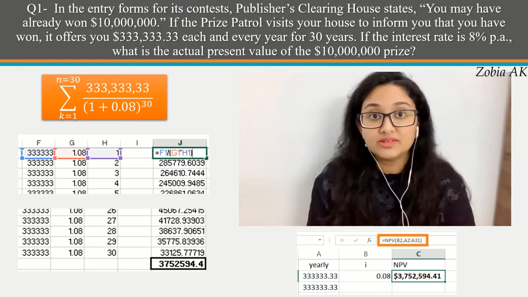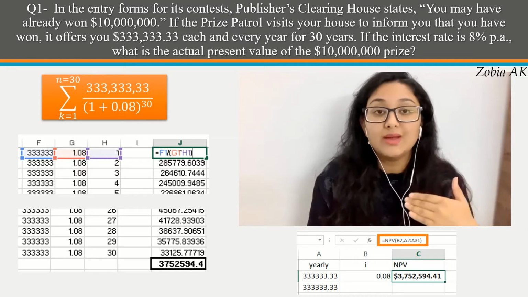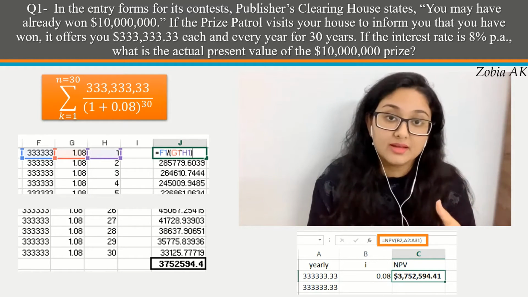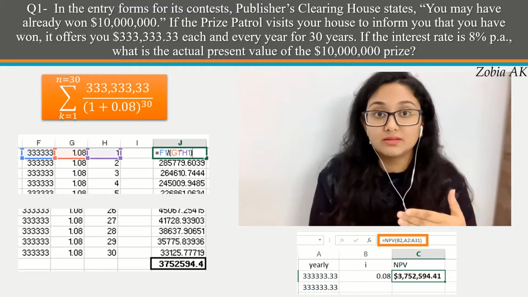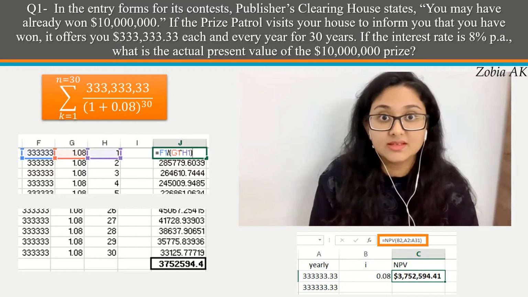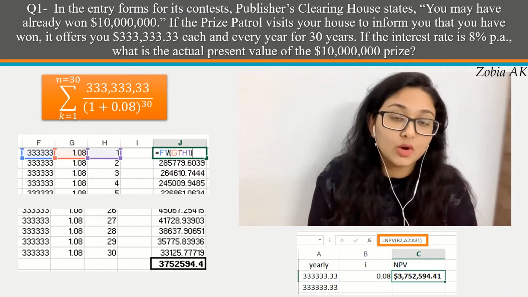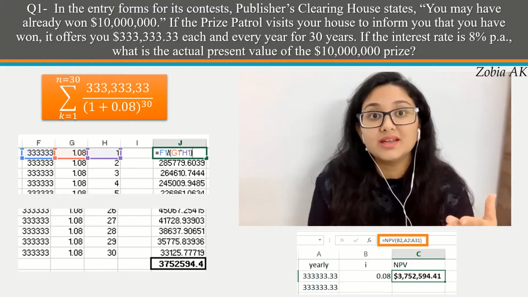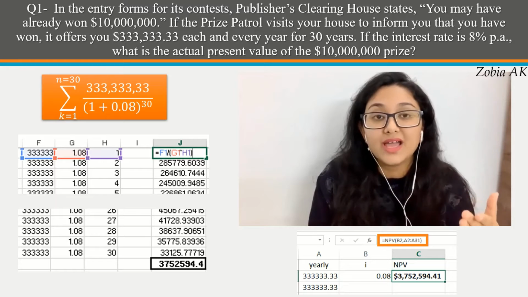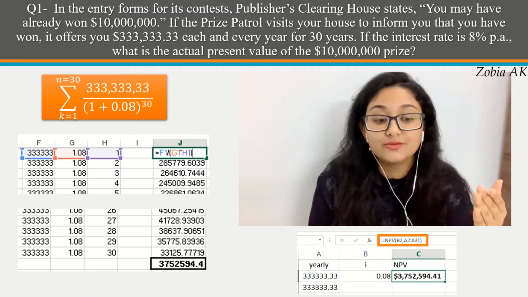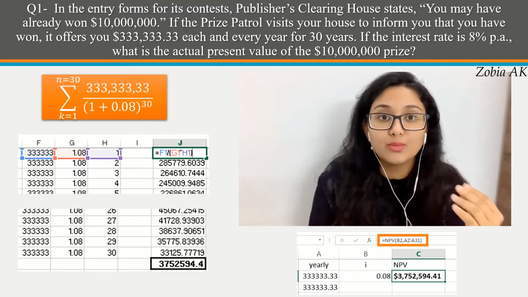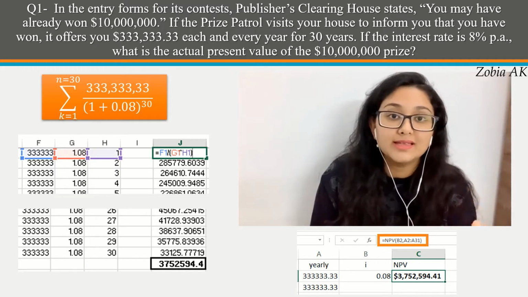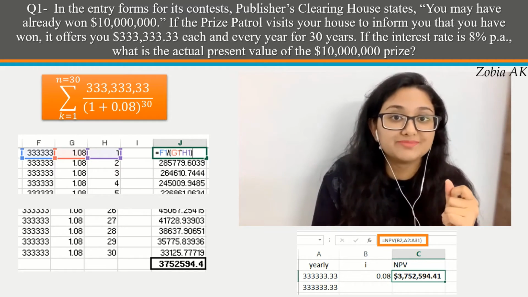Basically, if I were to receive the $10 million, I would receive it in full today. But if I got this over a period of 30 years, the value of the $10 million in today's terms would be 3,754.41, and that's on the time value of money.